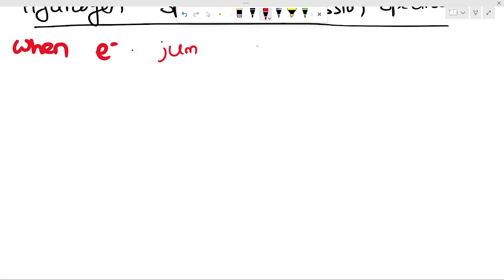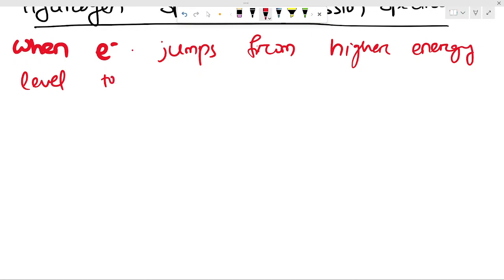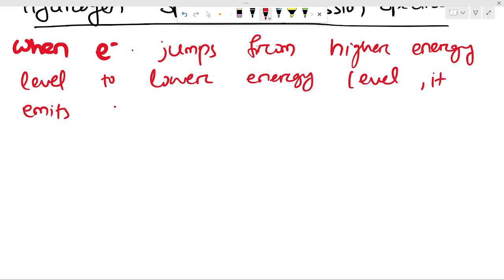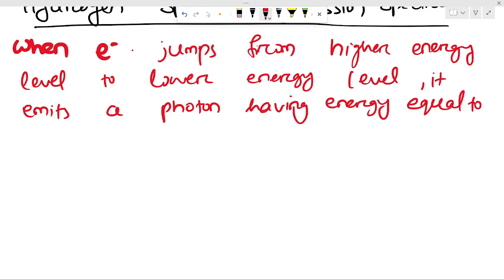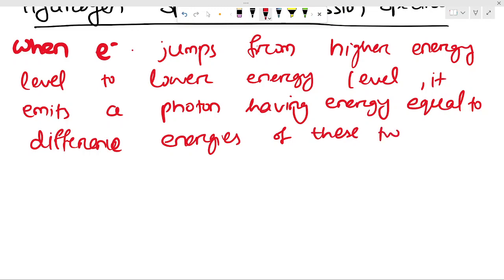When an electron jumps from a higher energy level to any lower energy level, it emits certain radiations. It emits a photon having energy equal to the difference of energies of these two levels, that is, the difference in energy between the higher energy level and the lower energy level in the transition.